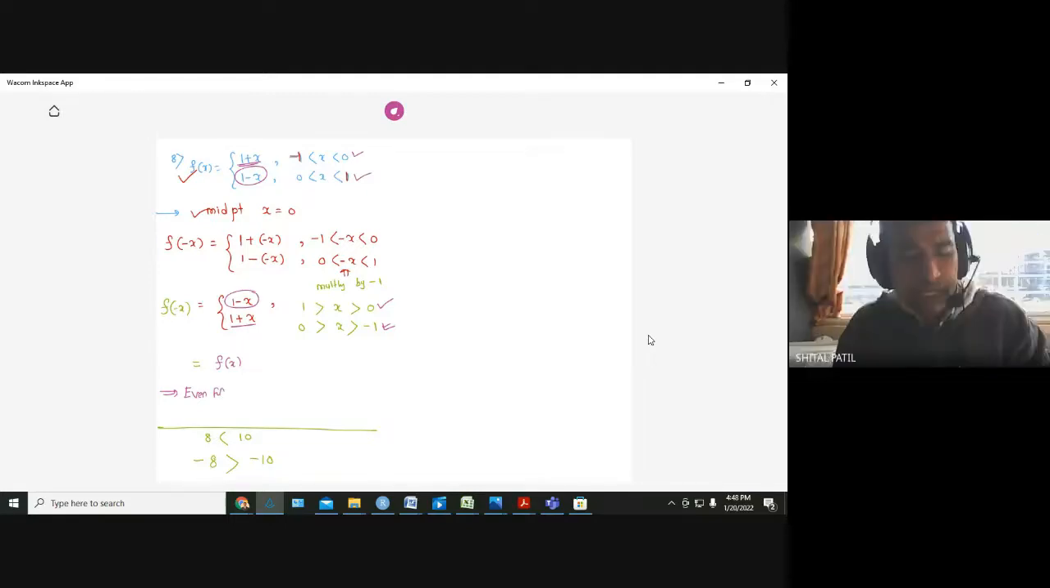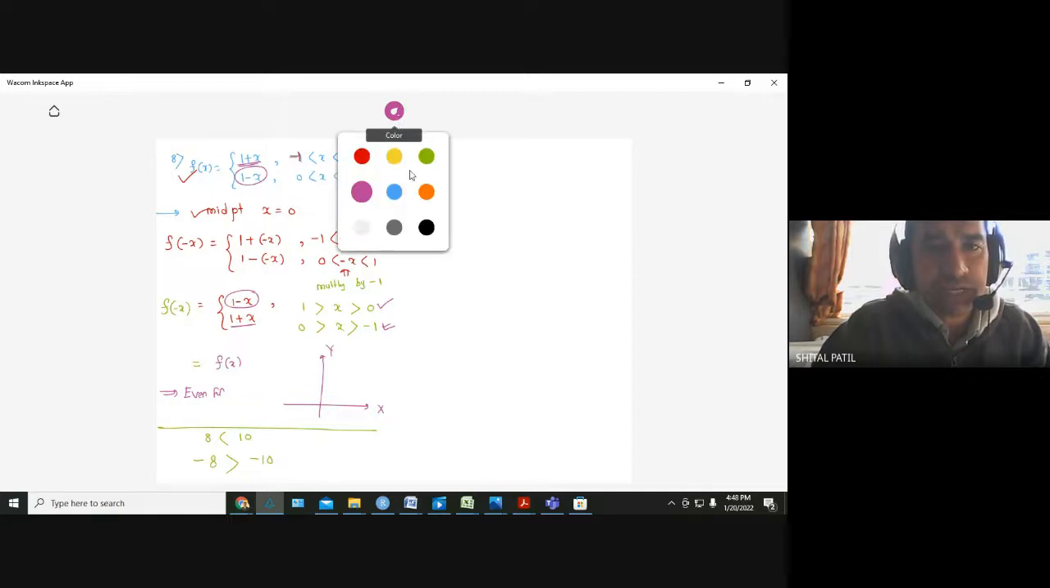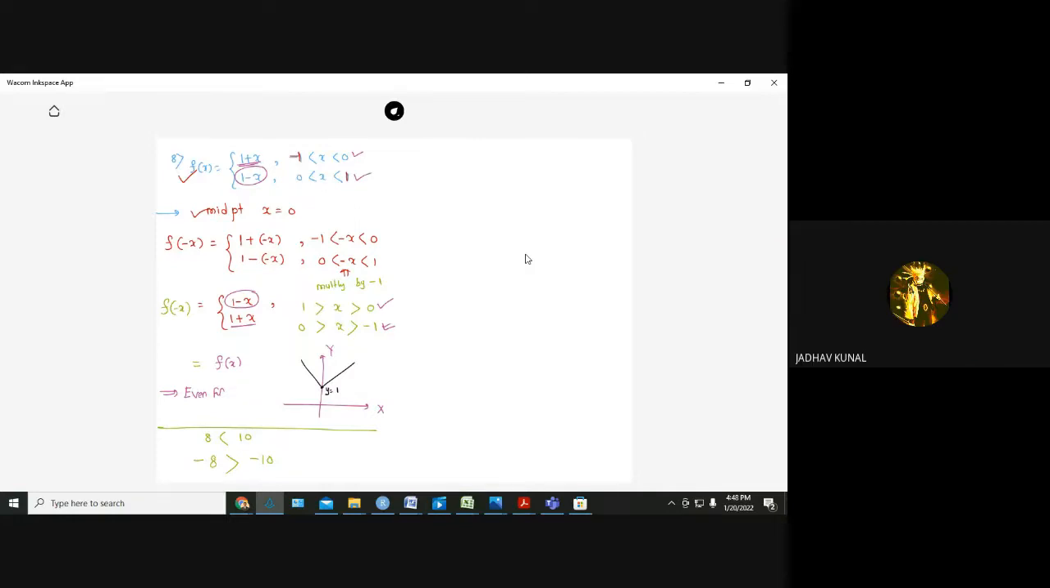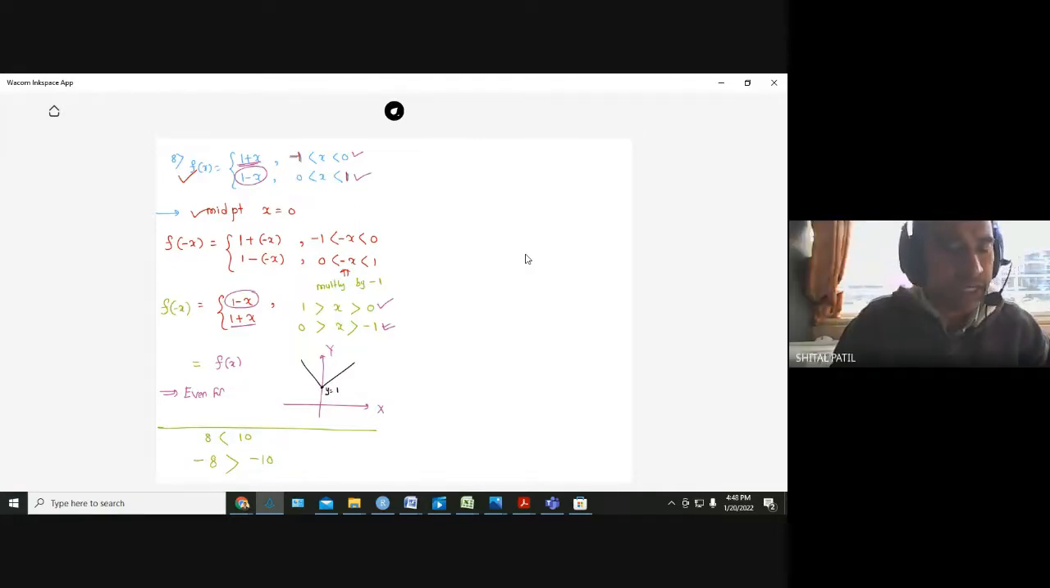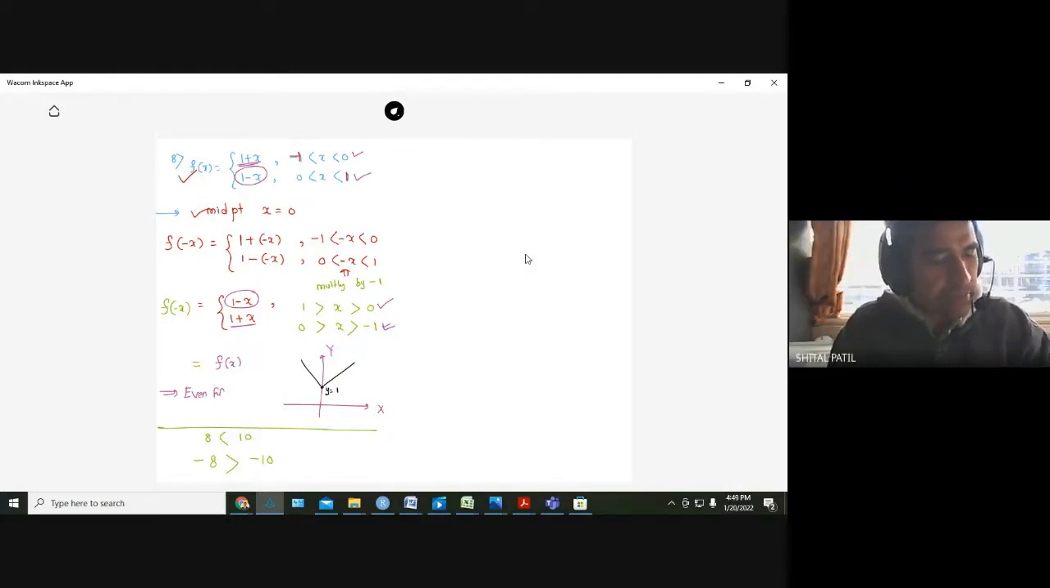And again, those who want to understand how it looks graphically, if you are able to draw the graph, you will understand it easily. That will not take time also. The graph is like mod x, a V shape based at y equal to 1. This is like this. Therefore, it is even. Everything is clear now. Can I proceed to the next part?